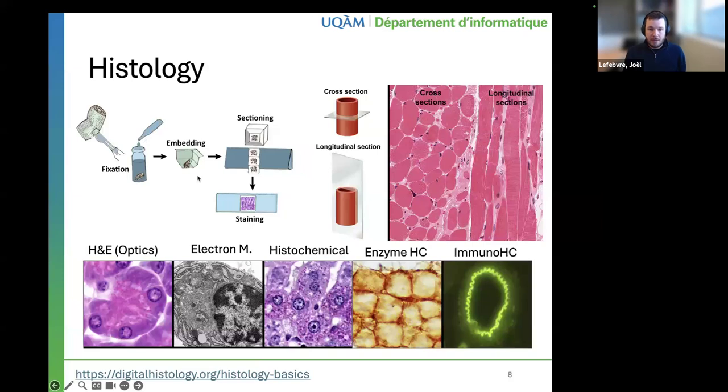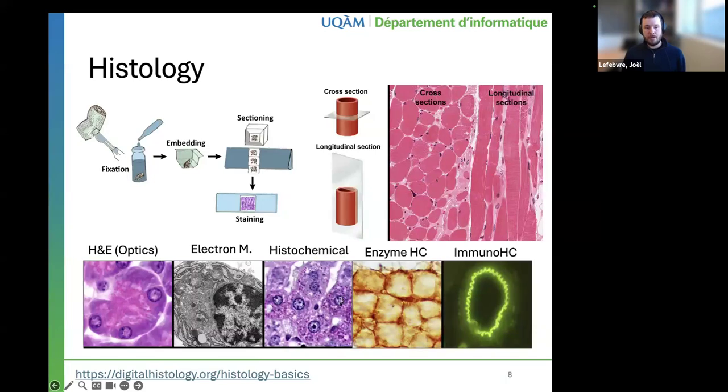Once the sample is embedded in a block, you section it, you cut it into thin slices. The thickness of these slices will depend on the kind of microscopy you will do. And once you have the slices, you can apply different stains or different staining techniques to reveal different parts or different structures in the brain. So typically what we will see is H&E staining, and we'll image that with optics. But we can also use electron-dense stain to do electron microscopy.